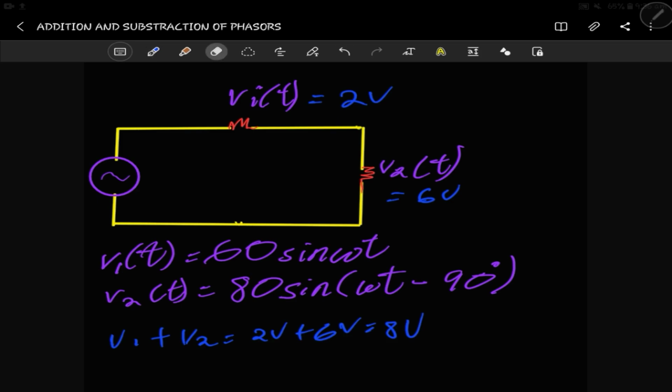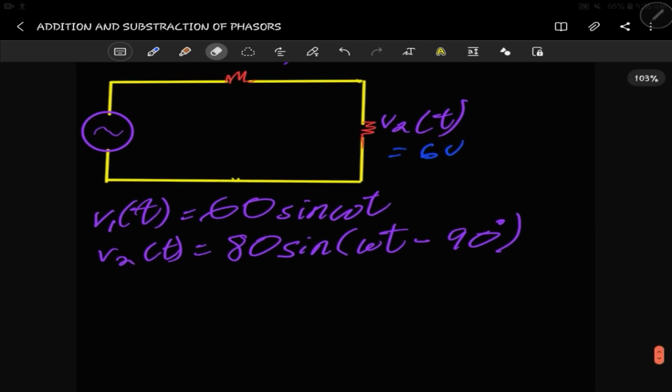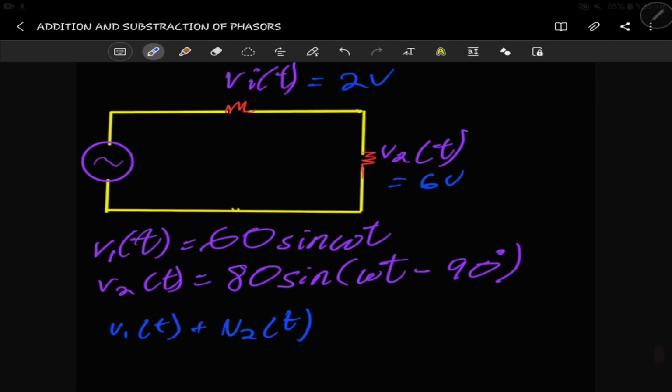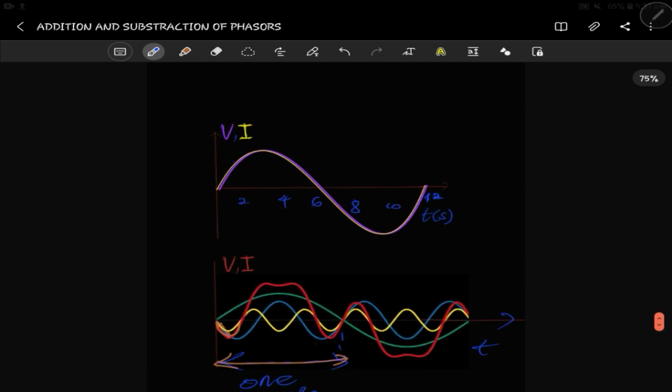But in AC, it's a whole new story. We don't add them directly like this. Are we okay? So this is what we're trying to do. If we are trying to add up V1 and V2, one thing that happens in AC is that we can only add up sinusoidal quantities that have the same frequency, right? So let's check something from this.